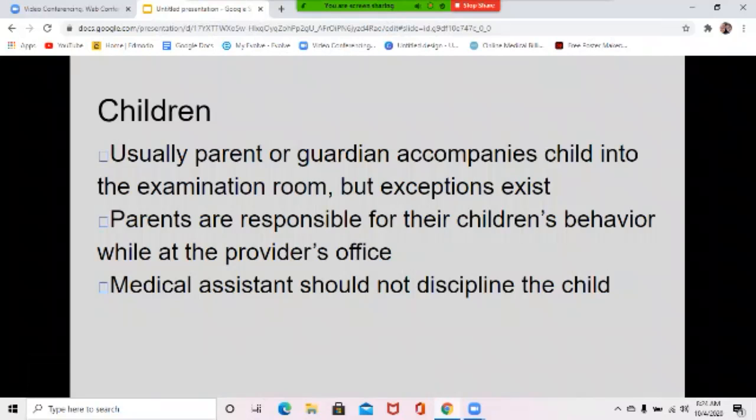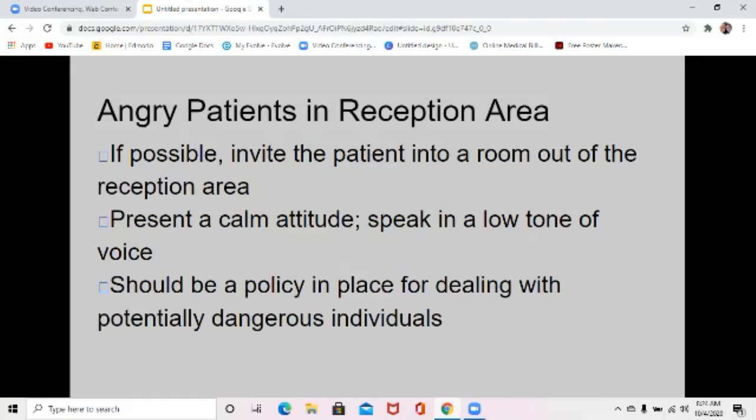Okay, so children. Let's talk about children. Usually a parent or guardian accompanies a child into the examination room, but there are exceptions. Parents are responsible for their children's behavior while at the provider's office, and the medical assistant should not discipline the child. Let's talk about angry patients in the reception area. If possible, invite the patient into a room out of the reception area. Present a calm attitude, speak in a low tone of voice, and there should be a policy in place for dealing with potentially dangerous individuals.